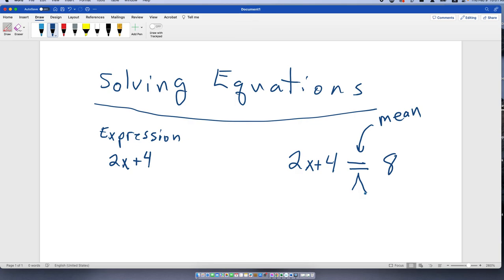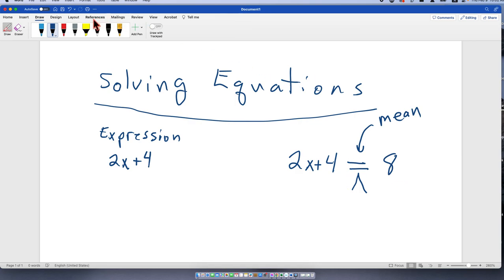Good intentions. But if you're a little bit rebellious, you're going to be great at algebra, because what do we do in algebra to solve? We're going to do the opposite. Whatever we're told, we're going to do the opposite. So let's just take this one for instance, 2x plus 4 equals 8.